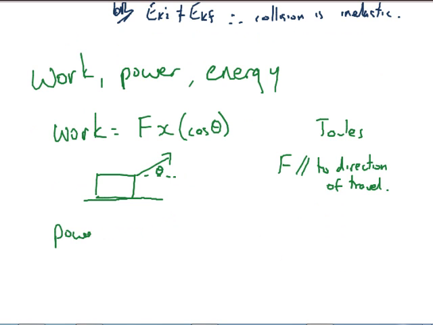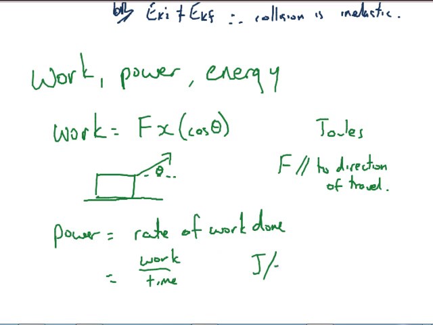Power equals rate of work done. So we're talking work over time. Anytime you see rate, we're talking how long it takes to do something. So this is in joules per second, or watts.